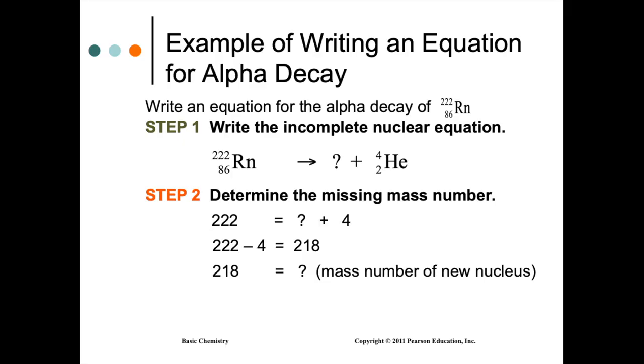Now let's do the same thing for the atomic number. What added to 2 gives us 86? Well, that would be 84, right? 84 plus 2 gives us 86.